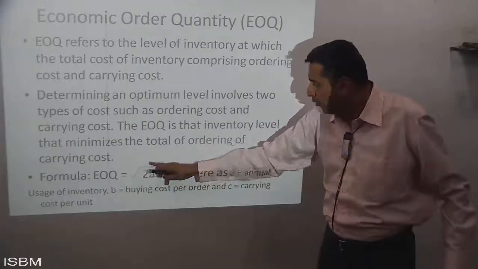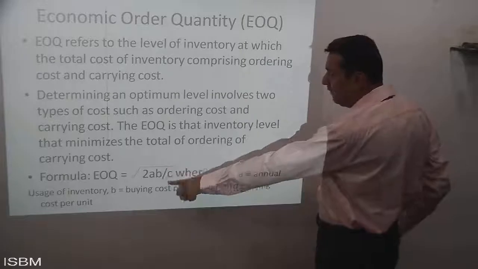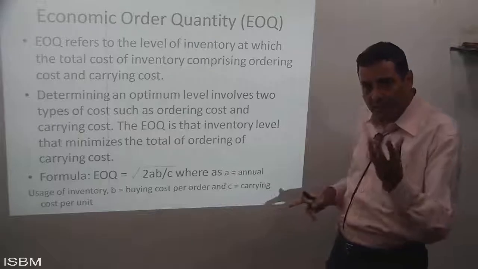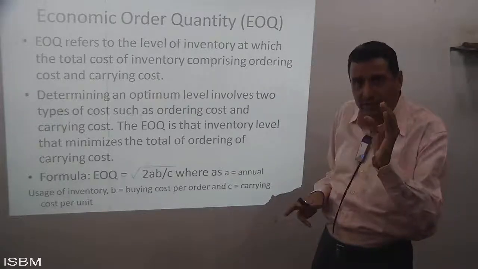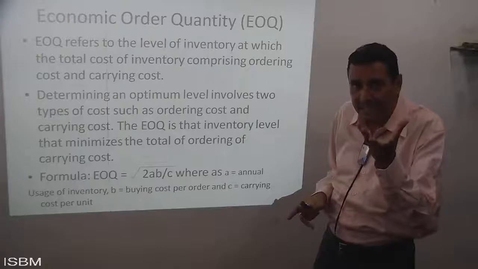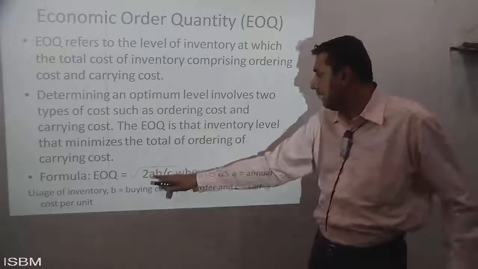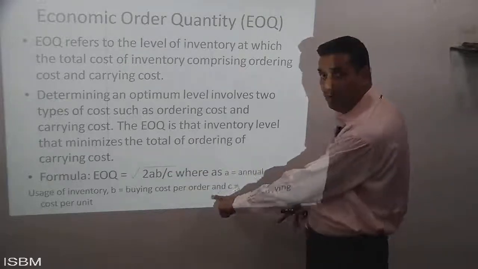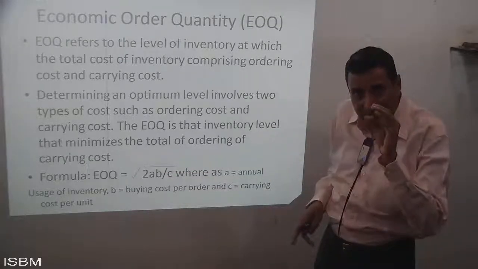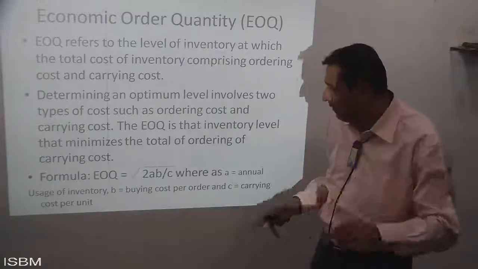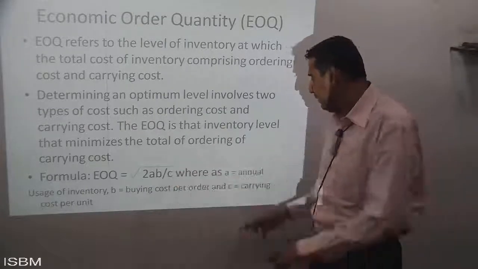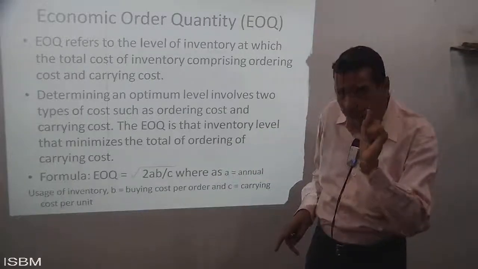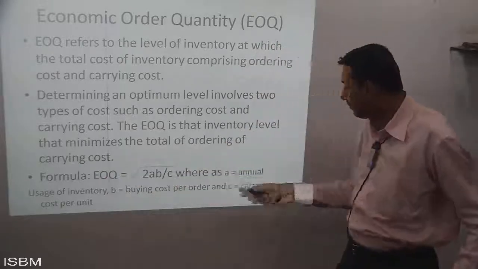The formula of EOQ is the square root of 2AB divided by C, where A is the annual usage of inventory. Suppose you are using 10,000 units of a particular raw material in a year. So A, annual usage, is 10,000. B is the buying cost per order, meaning how much cost you incur by placing one order. You multiply by this, divided by C, the carrying cost per unit of raw material. You will get this EOQ level.